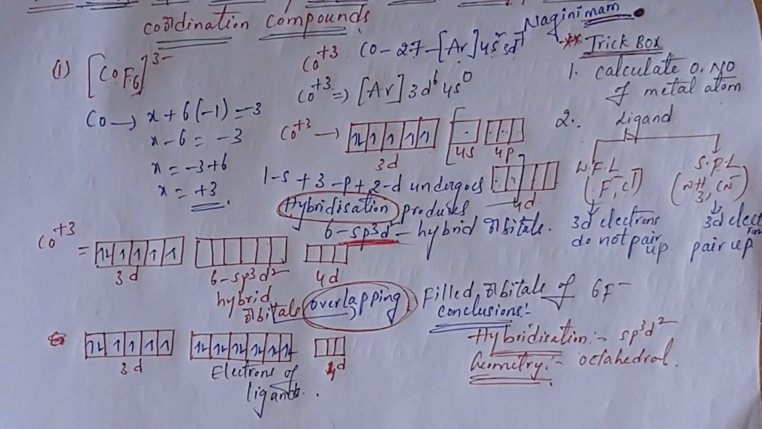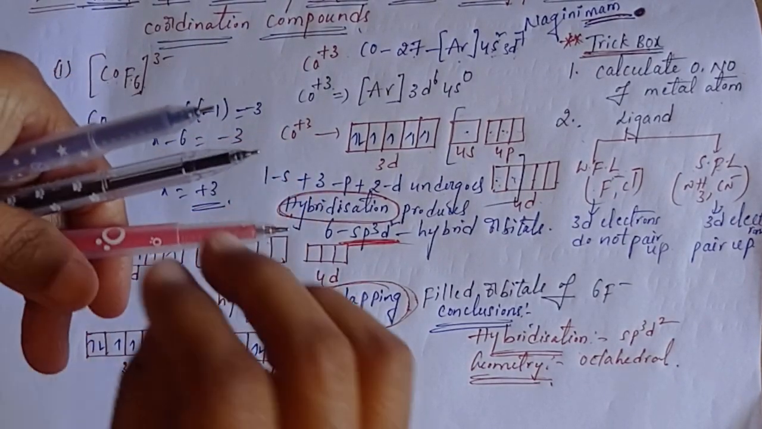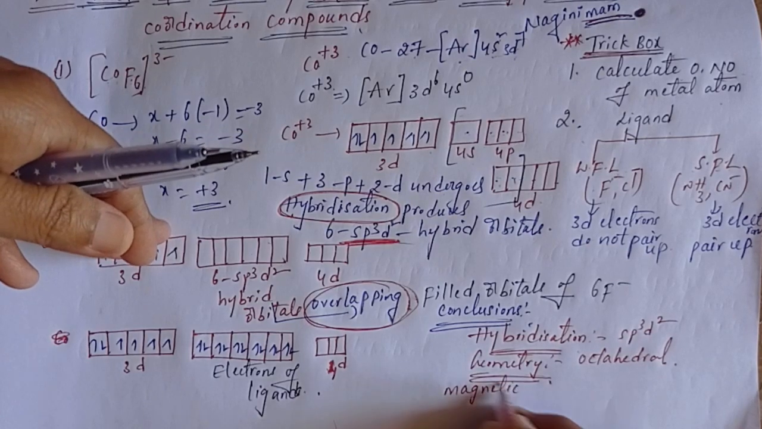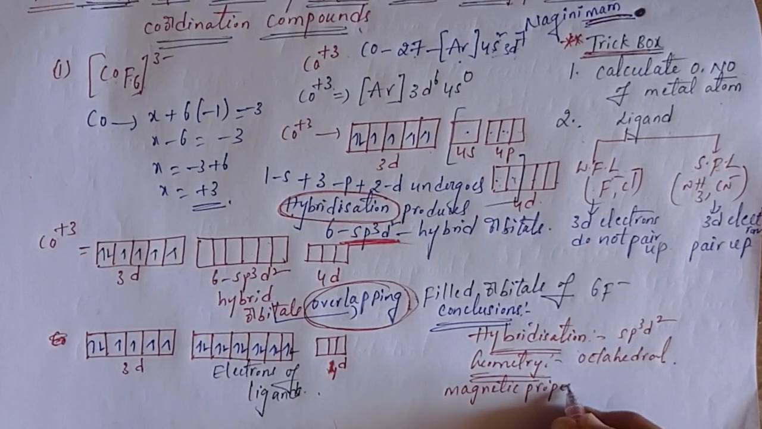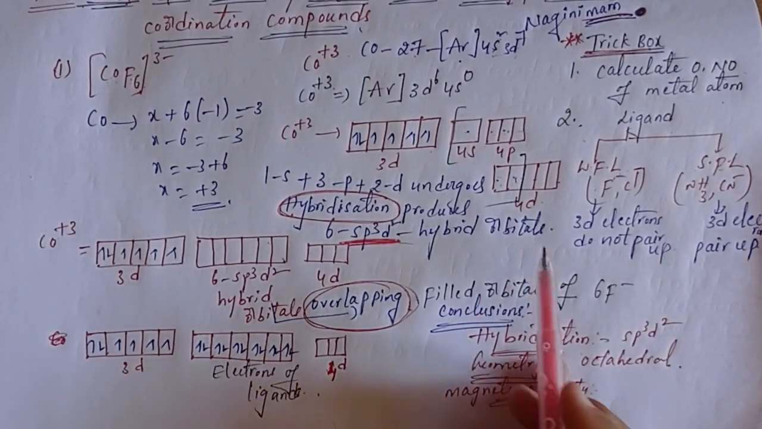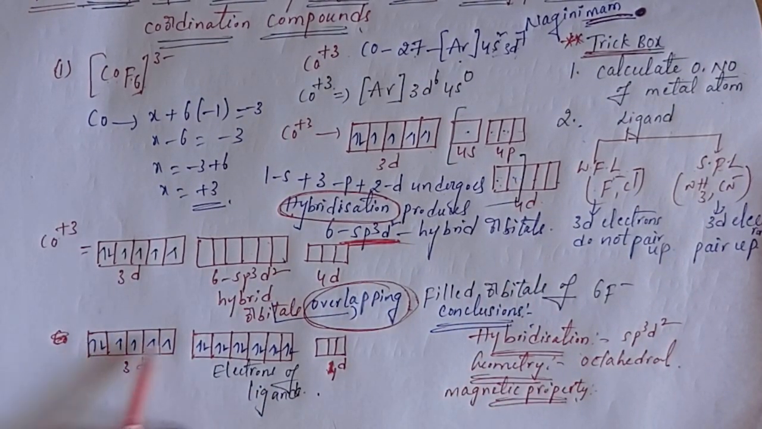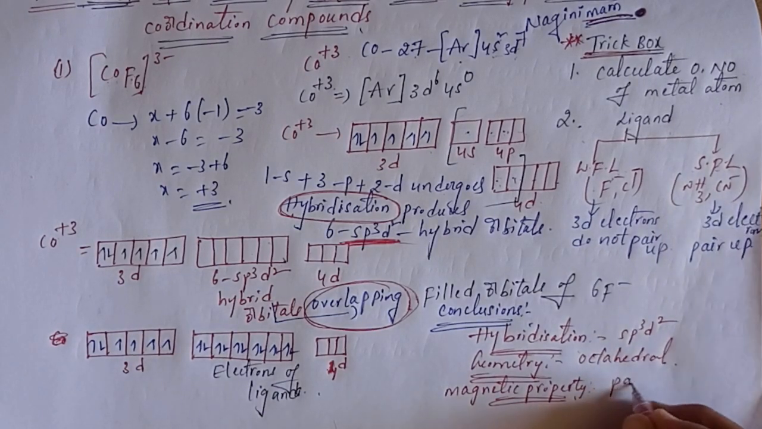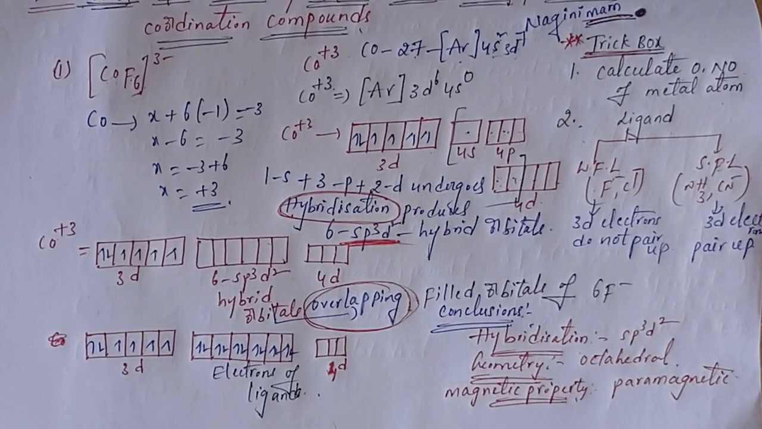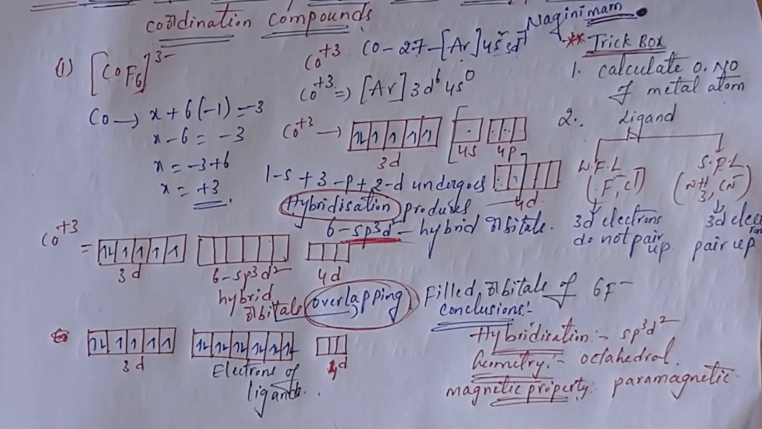Next, what you have to write? Magnetic nature, magnetic property. Now tell me, students, how to tell the magnetic property based on the 3d electrons? Only 3d you have to see. In the 3d electrons, unpaired electrons are there. Paired means diamagnetic, unpaired means paramagnetic. So the given complex is paramagnetic in nature. Are you clear? It is paramagnetic. So magnetic property is over.